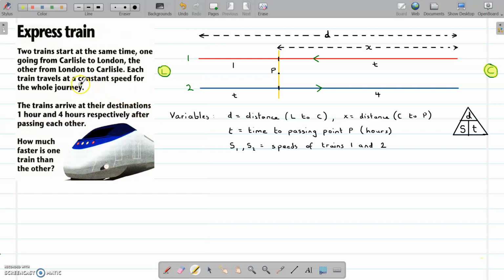Now at some point in the journey they pass, and when they do, one of the trains has a further hour before it reaches its destination, and the other train has 4 hours to reach its destination. And what we've got to find out is how much faster one train is than the other.